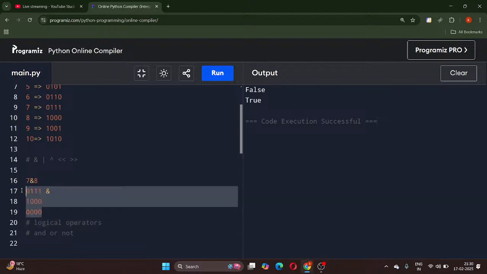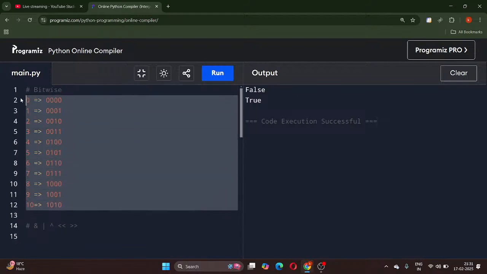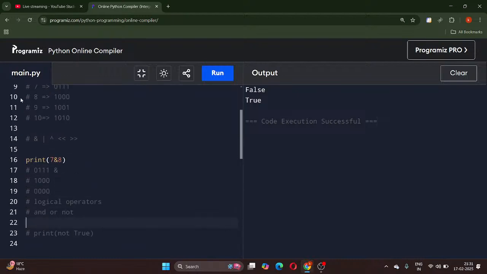Let us try this one. Are we really getting 7 and 8, the final answer is 0? So I'm going to print the result for this particular operator, which is 7 and 8, and we should get 0 as the final answer, which is absolutely correct.